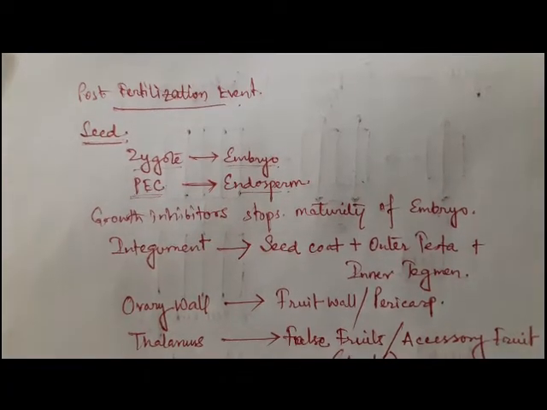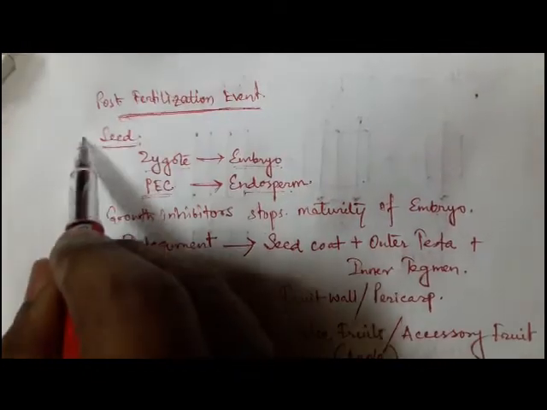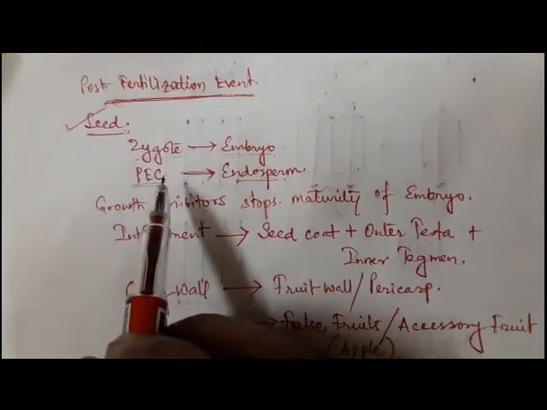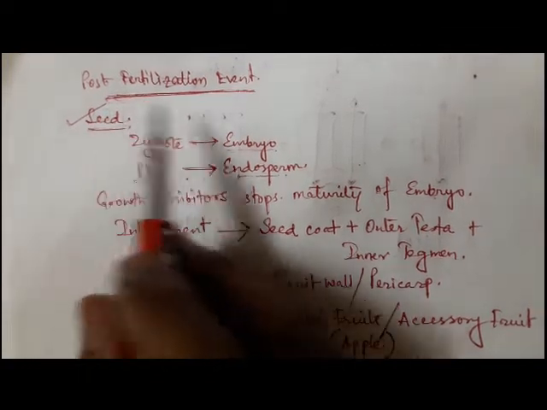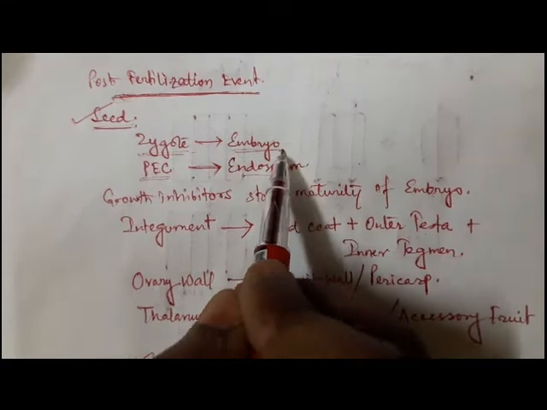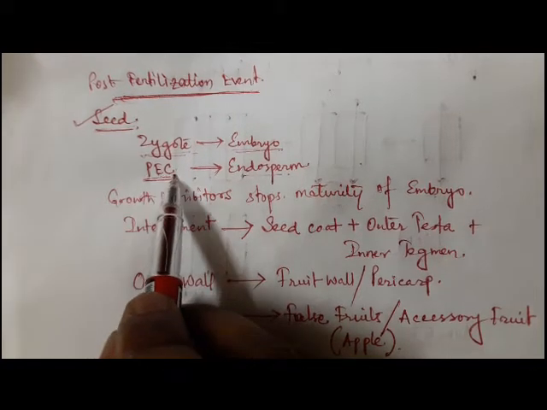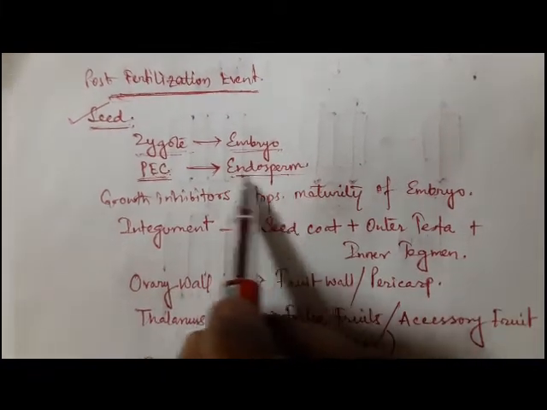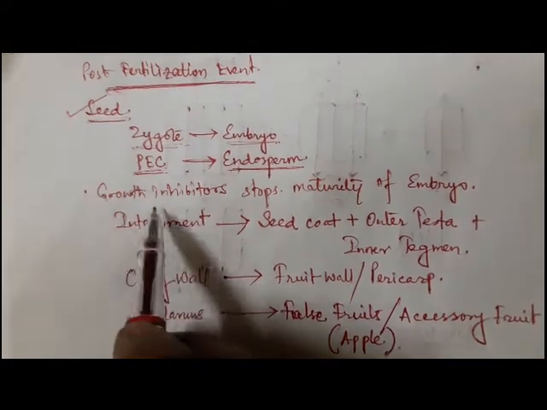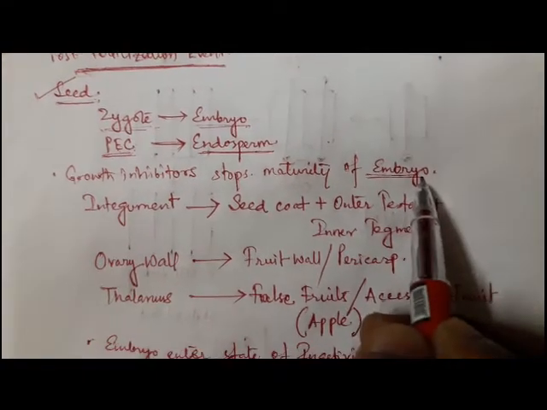So now we are going to talk about post-fertilization events and the part of seed formation. During the entire phenomenon of the post-fertilization event, the zygote undergoes transformation into the embryo. The PEC, that is the primary endosperm cell, undergoes transformation into endosperm. We also see that some growth inhibitors stop the maturity of the embryo, right?